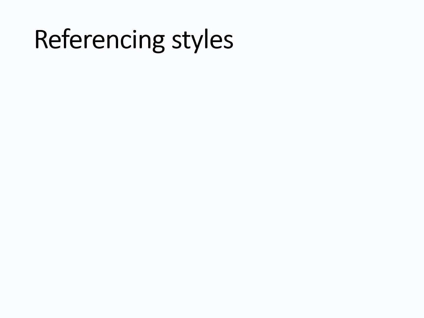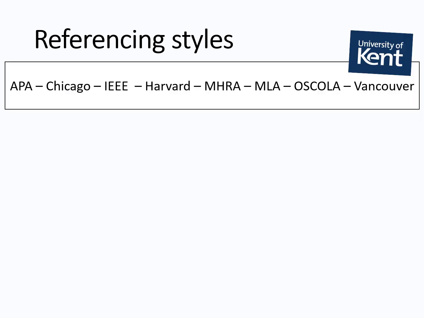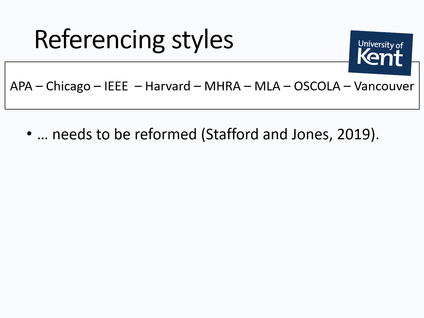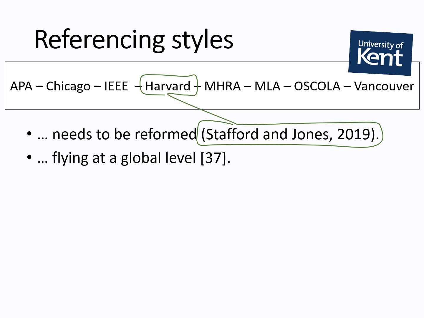You will have noticed that there are different referencing styles. At the University of Kent, we use 8 different styles. Which style you use depends on what you are studying. For this short tutorial, I have used the author date style, in this case bracket Stafford and Jones 2019 bracket closed, which would be the Harvard style. I've also used the square brackets at the end with the number, which is the endnote style, which would be IEEE.